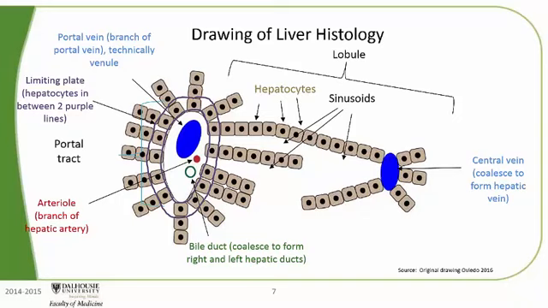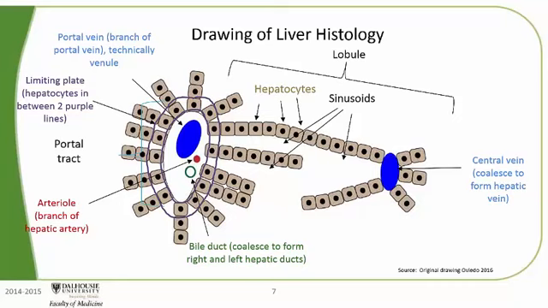Hepatocytes are derived from the foregut embryologically. The foregut is lined by a surface epithelium, so the liver is an epithelial tissue because it is derived from the foregut. The sinusoids are a vascular space in between the hepatocytes. The central veins coalesce to form the hepatic vein, which leaves the liver.